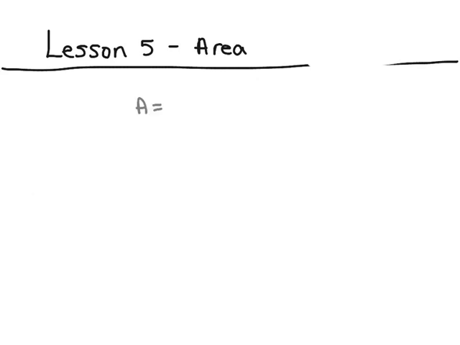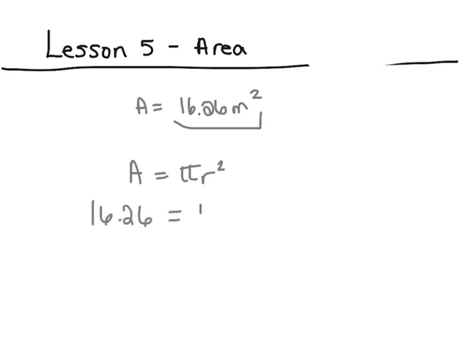Example 2, a circular rug has an area of 16.26 meters squared. We want to figure out the diameter of the rug. So we're going to use the area for circle, so area equals pi r squared. Now we know our area, so we're going to plug that in for A. So we have 16.26 equals pi times r squared. Now what we want to do is we want to get r by itself, so we're going to divide by pi. So we take 16.26 and divide it by pi.